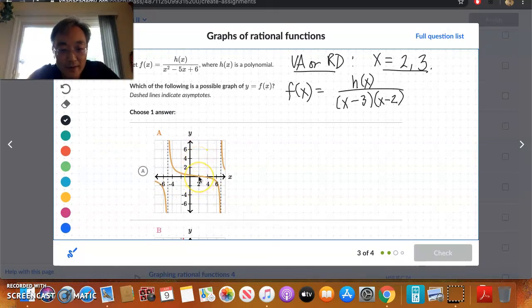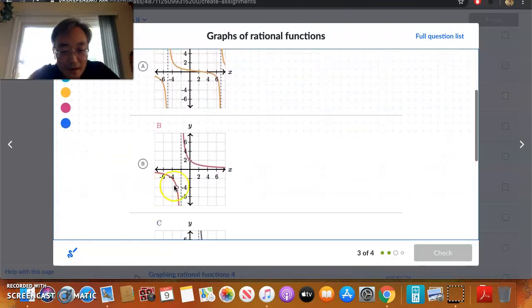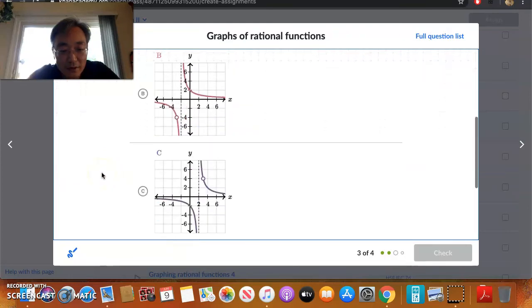At 2, we have a 0 here. Nothing, well actually we had 3, we have a 0, nothing going on at 2. So I'm not too sure about this. Nothing going on at 2 nor 3 here. So I'm not sure about that.